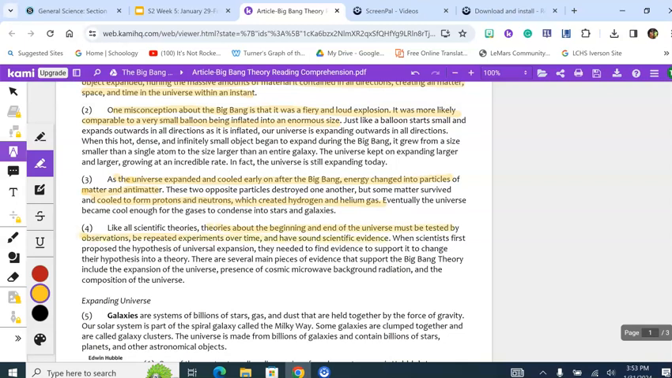When scientists first proposed the hypothesis of universal expansion, they needed to find evidence to support it and change their hypothesis into a theory. There are several main pieces of evidence that support the Big Bang Theory, including the expansion of the universe, presence of cosmic microwave background radiation, and the composition of the universe.